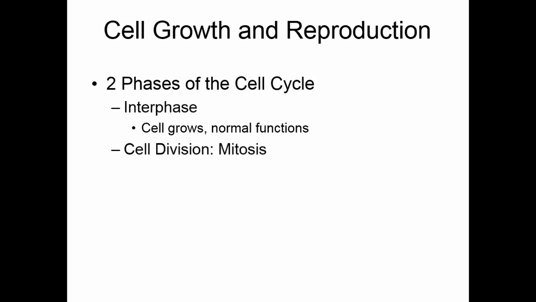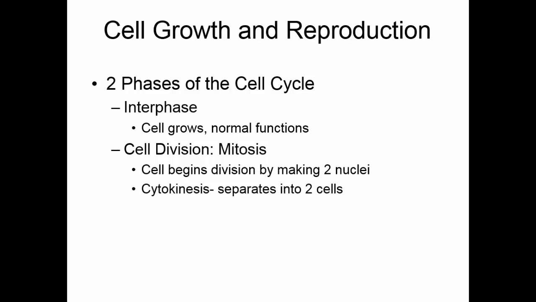The cell division portion is known as mitosis. The cell begins division by first making two nuclei so that we have the same genetic information to pass on to each of the two new cells. And then we separate into two cells. This is the division of the cytoplasm and the organelles, and this is known as cytokinesis.